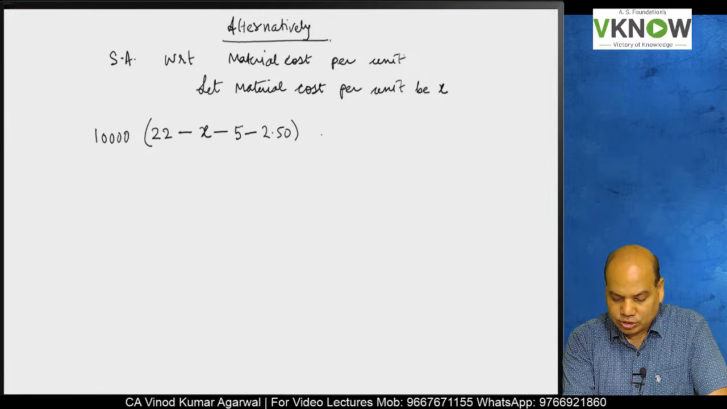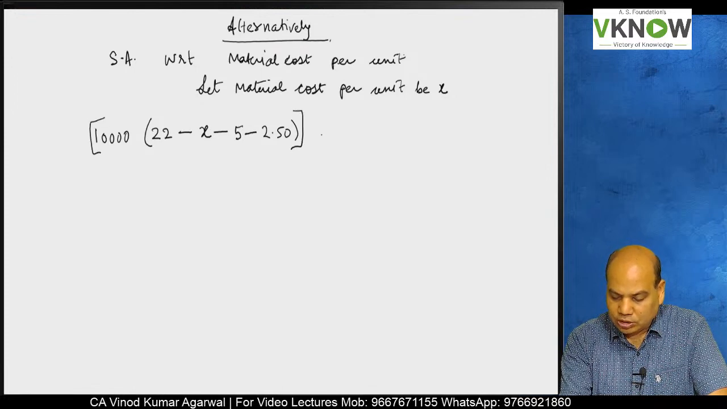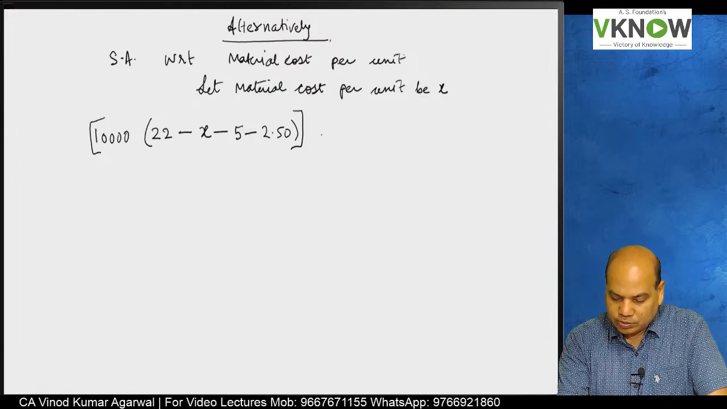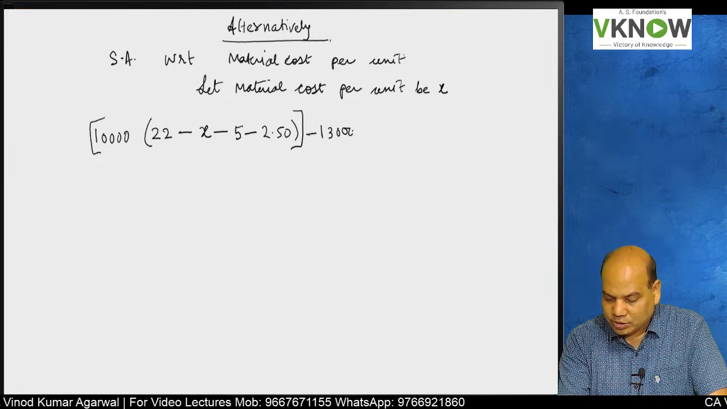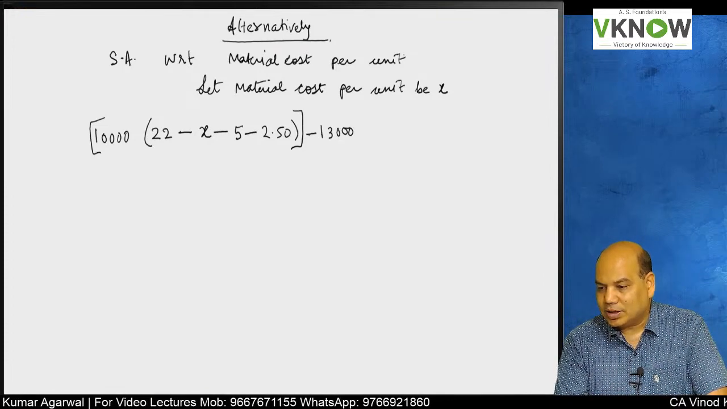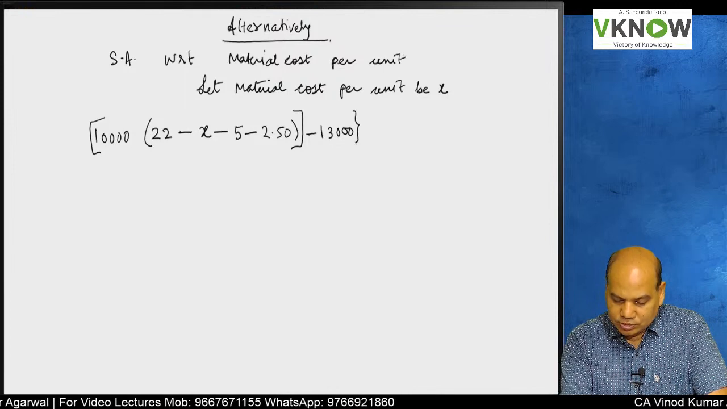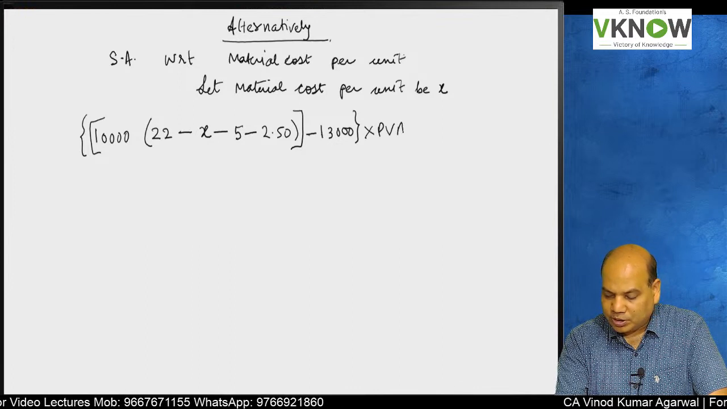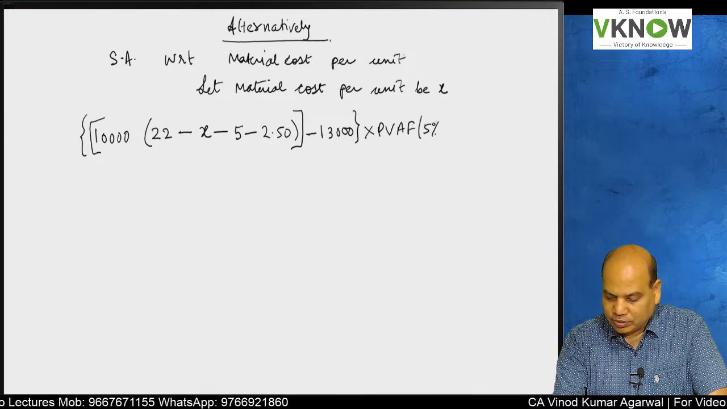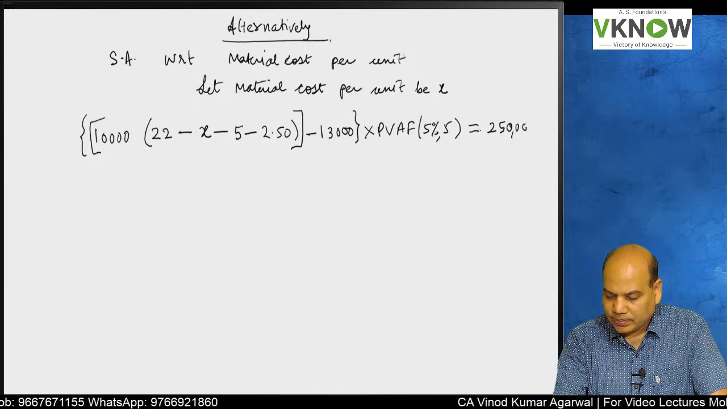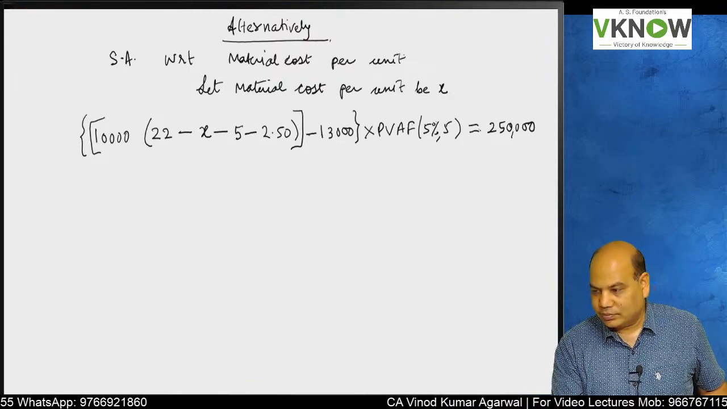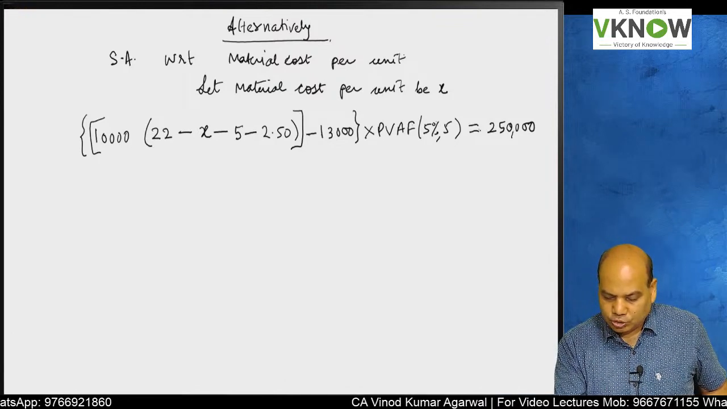10,000 into contribution will give me total contribution, minus 13,000 rupees fixed overhead. So this will give me annual cash inflow multiplied by the PV annuity factor for 5%, 5 years, and that should be equal to 2,50,000. Is it right? Now you can solve it.